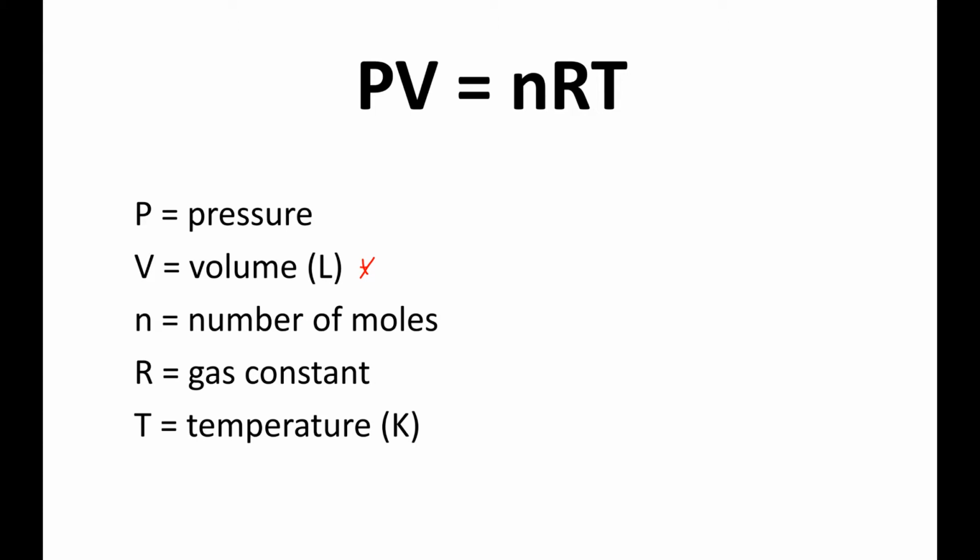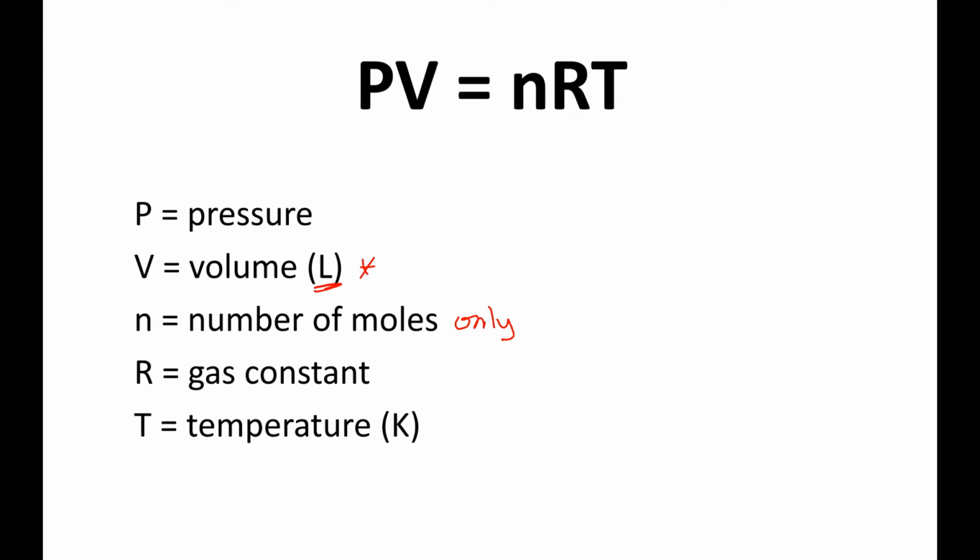Volume has to be in liters. N is the number of moles, not grams. So, unlike in Avogadro's law, where it could be the number of moles or grams, here it is the number of moles only. No grams. You have to convert to moles. R is the gas constant, and we'll get to that shortly. And T is the temperature in Kelvin.